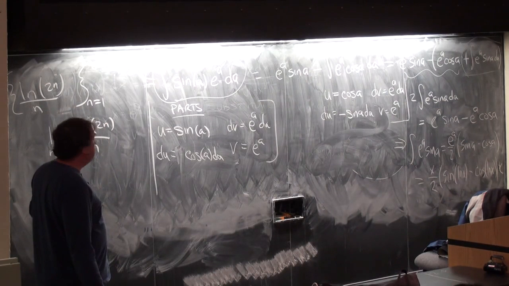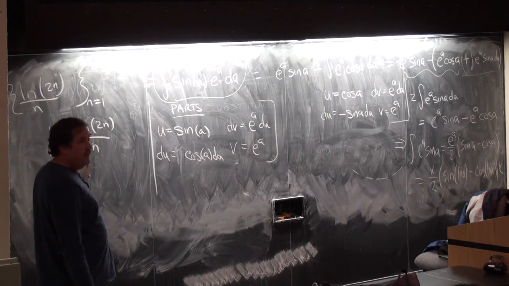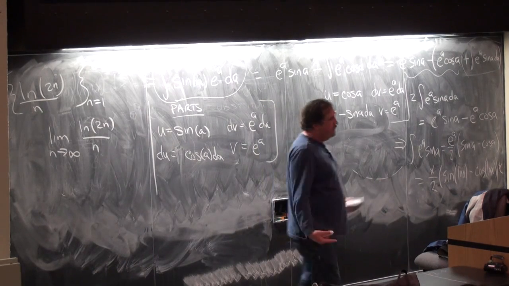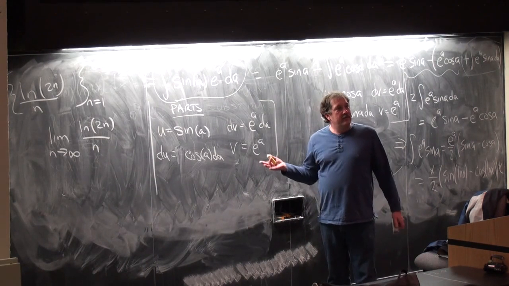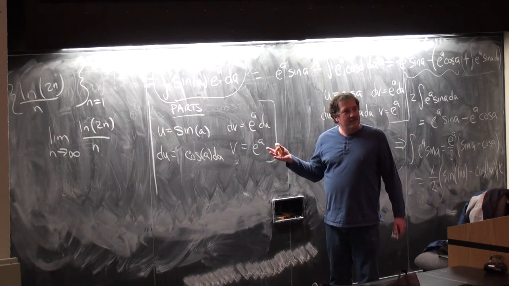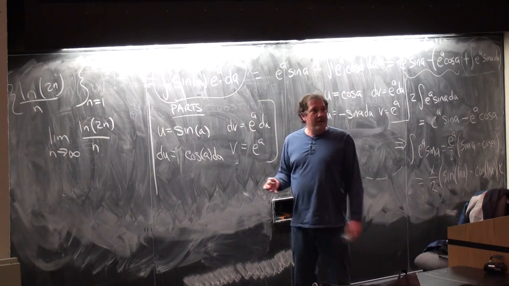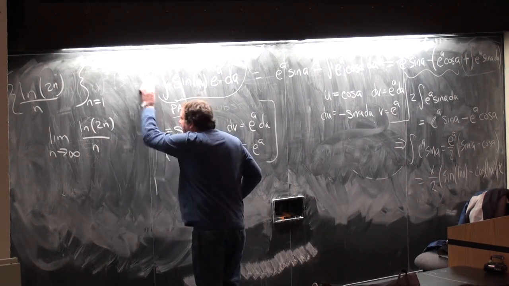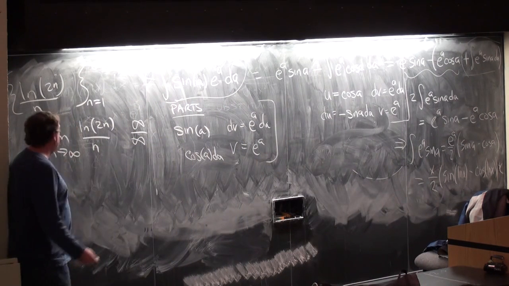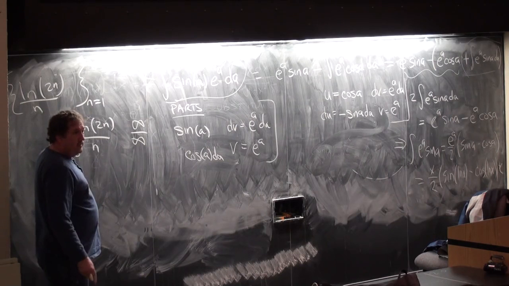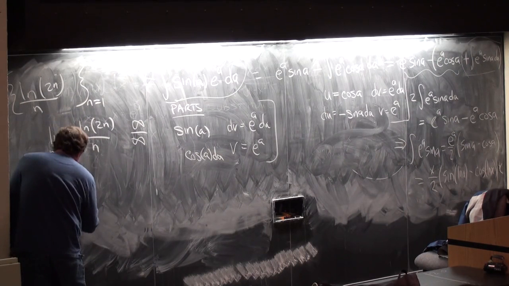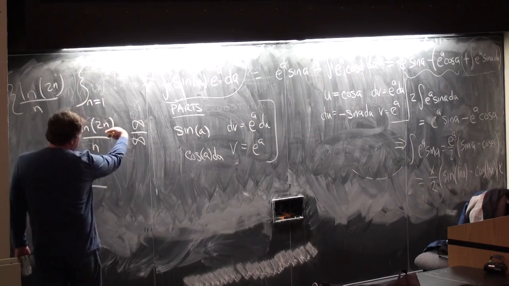So if you just plug in infinity, you get infinity over infinity. So this should be, oh, right, L'Hopital's rule. Okay, well, all right, L'Hopital's rule. So this is of the form infinity over infinity, so we can use L'Hopital's rule, which says we take the derivative of the top and the derivative of the bottom, and the limit will be the same. And I'm taking the derivative with respect to n.